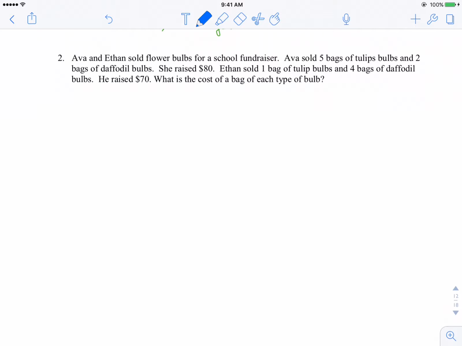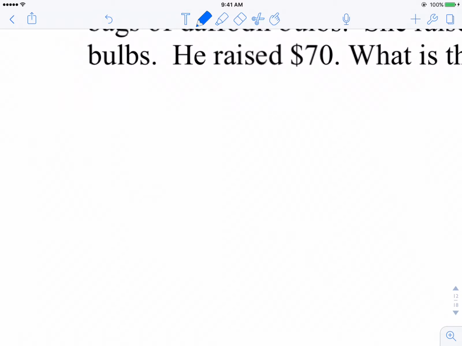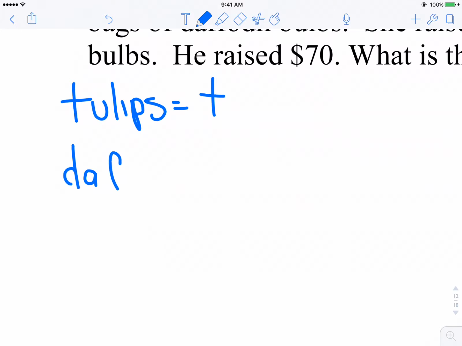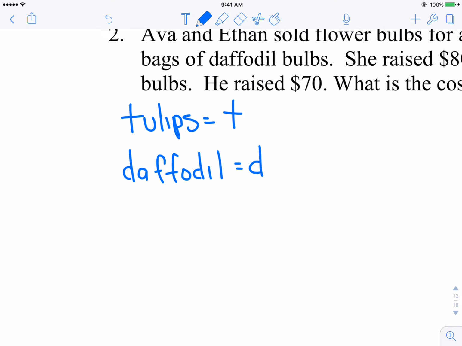We don't have to graph this, so I don't have to be worried about x's and y's, but I'm going to say that a bag of tulips is going to be t, and a bag of daffodils is d. Oh, look, I used lowercase letters. That's funny to me. Sorry.